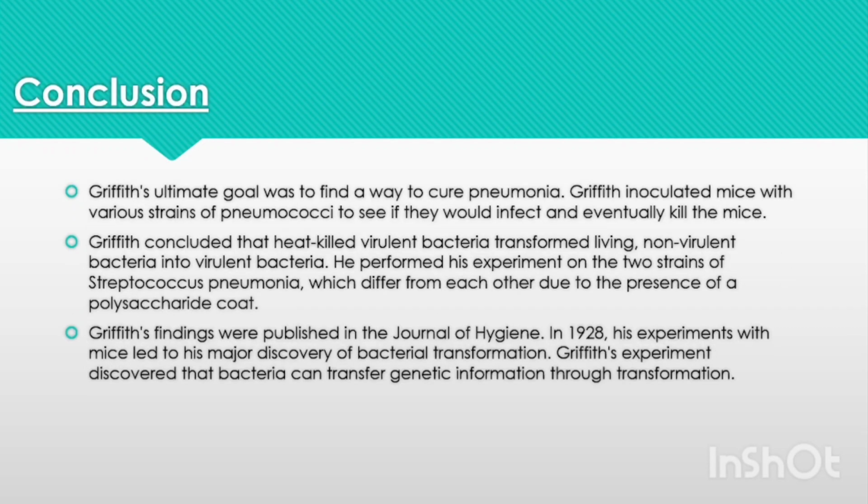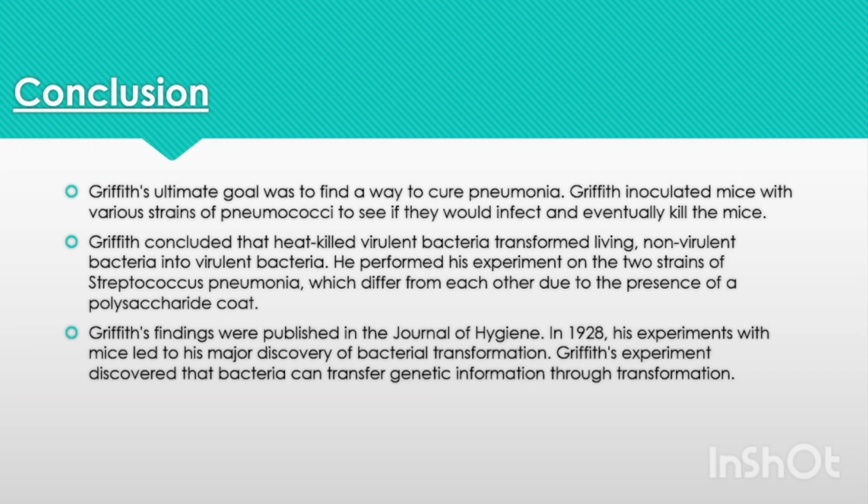Conclusion of the Griffith experiment. Griffith's ultimate goal was to find a cure for pneumonia. Griffith inoculated mice with various strains of pneumococci to see if they would infect and eventually kill the mice. Griffith concluded that heat-killed virulent bacteria transformed living non-virulent bacteria into virulent bacteria.